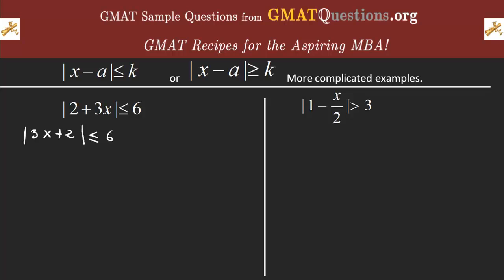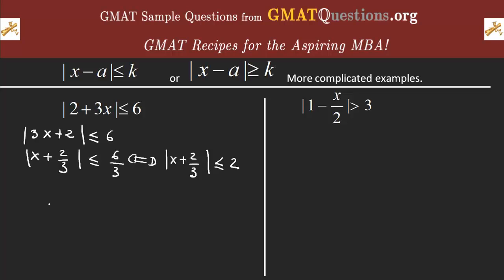Okay? And then, since we have an x here, we're going to divide this whole inequality by 3. So we're going to have x plus 2 over 3 less than or equal to 6 over 3. And this is equivalent, this is my symbol for equivalency, to the absolute value of x plus 2 over 3 is less than or equal to 2. Okay?